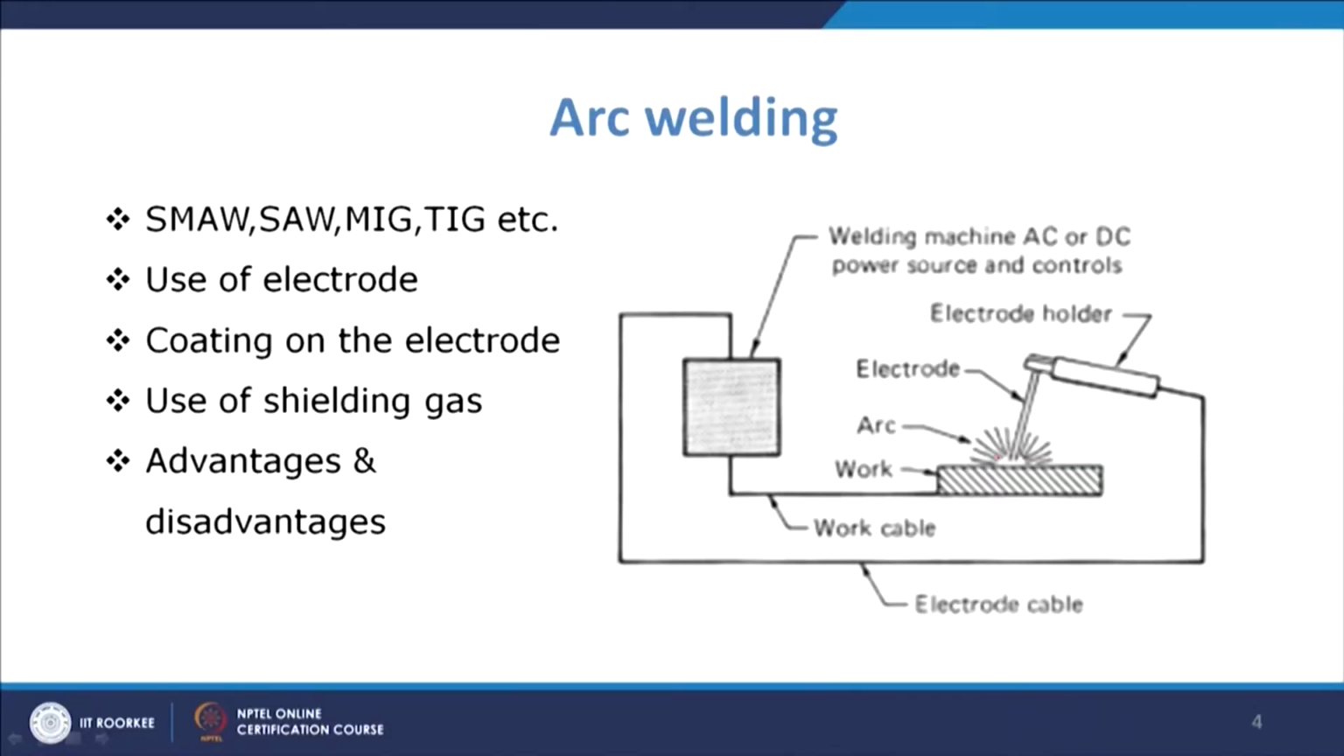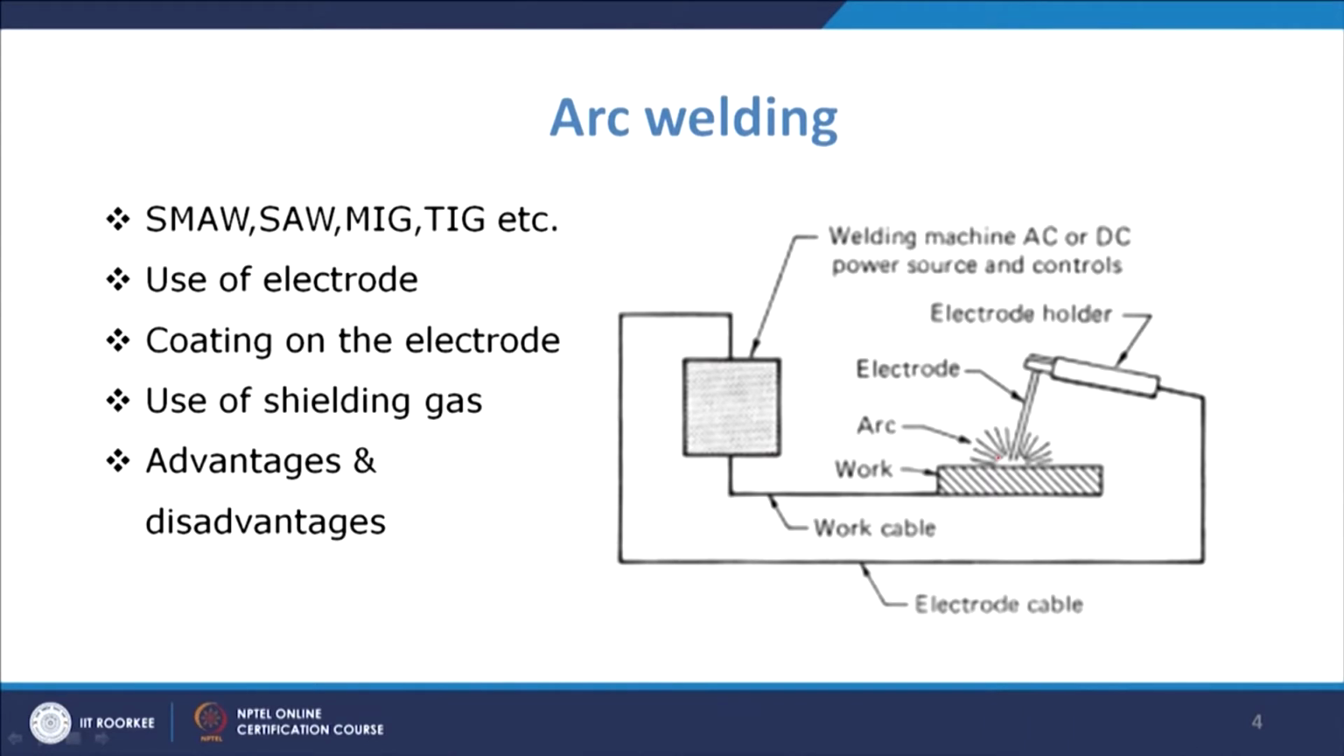So, you have different types of processes which are normally used: shielded metal arc welding, submerged arc welding, metal inert gas welding, and tungsten inert gas welding. These are the typical welding processes. Shielded metal arc welding means that the electrode you are using has a flux. In these cases, since the temperature is higher, there will be higher chances of contamination of the weld pool.